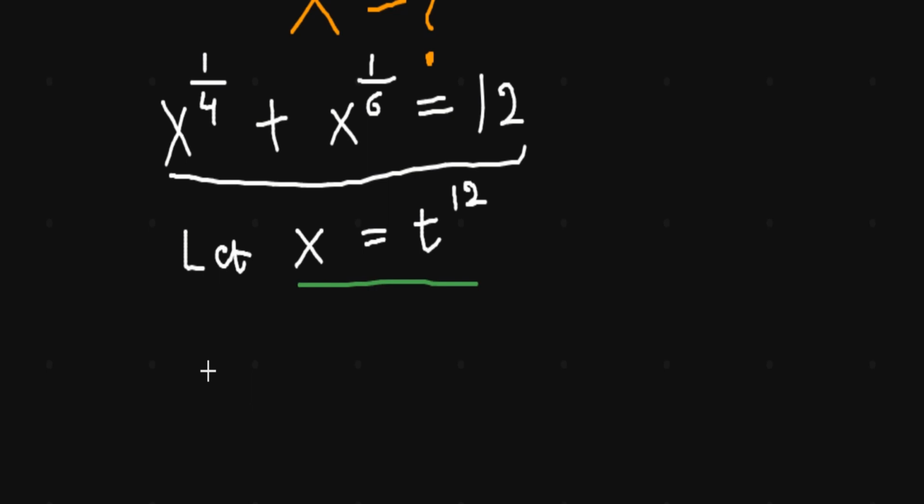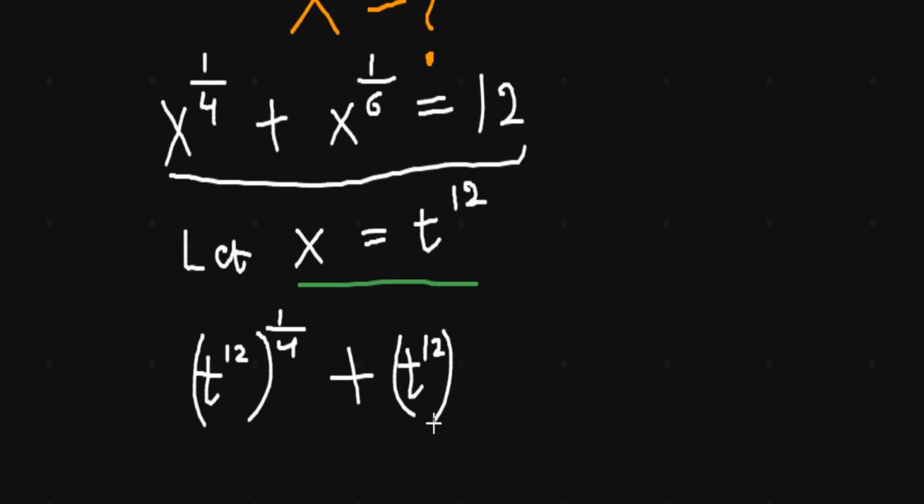So here we can write x equals to t power 12 here. Therefore, t power 12 whole power 1 by 4 plus t power 12 whole power 1 by 6 is equal to 12 here.